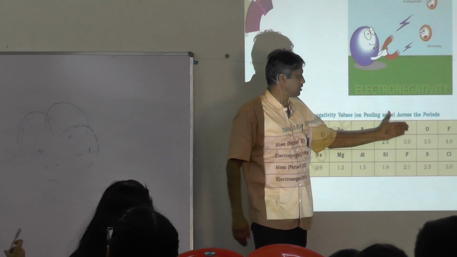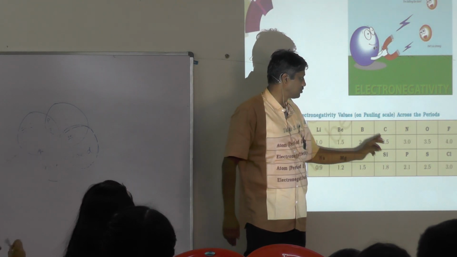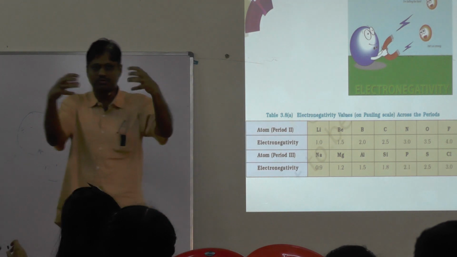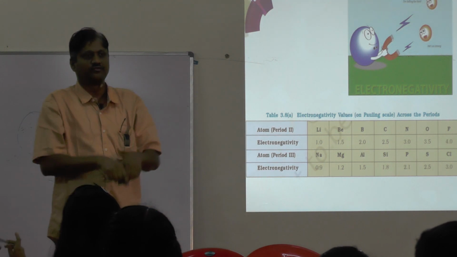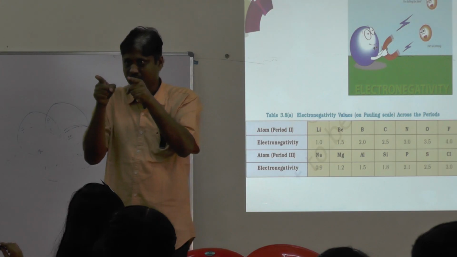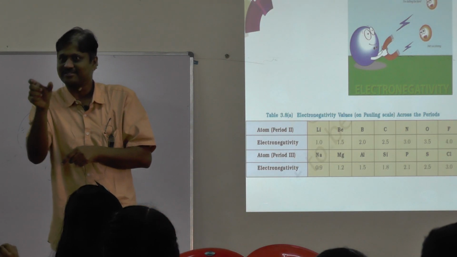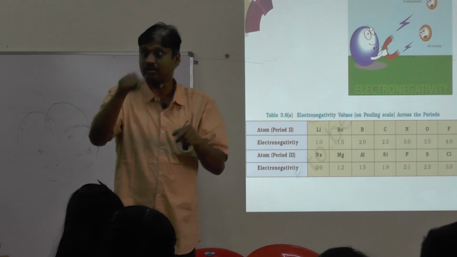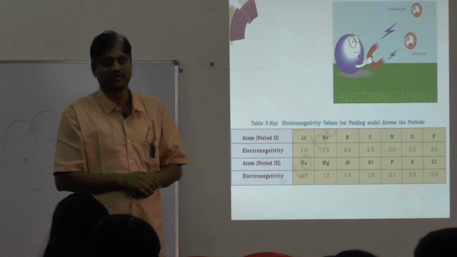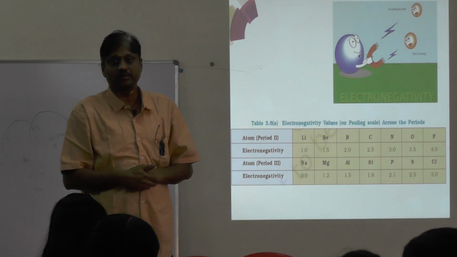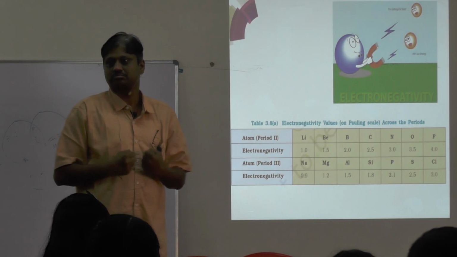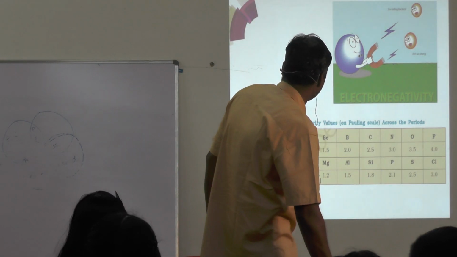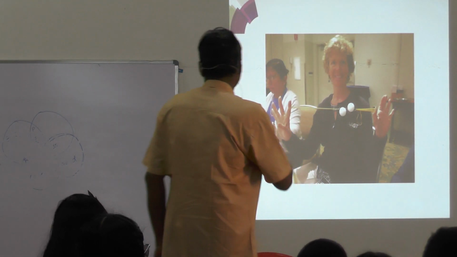1, 1.5, 2, 2.5, 3, 3.5, 4. What I have told you: join two compounds, take the electronegativity difference. If it is 0 to 0.4, it is a non-polar covalent bond. If it is 0.4 to 1.7, polar covalent. If it is more than 1.7, ionic bond. It will pluck out and it will take.